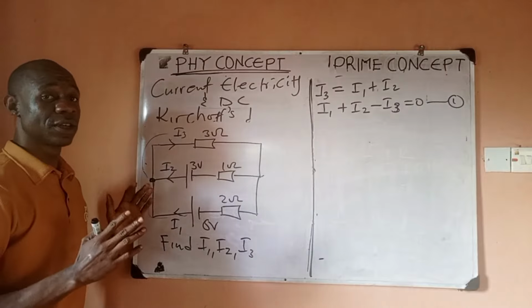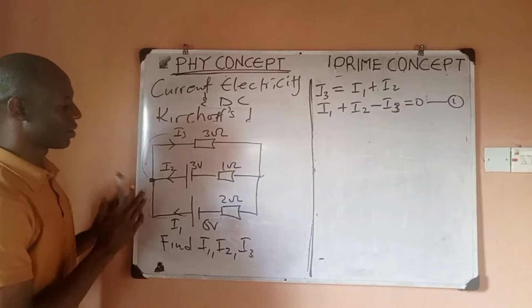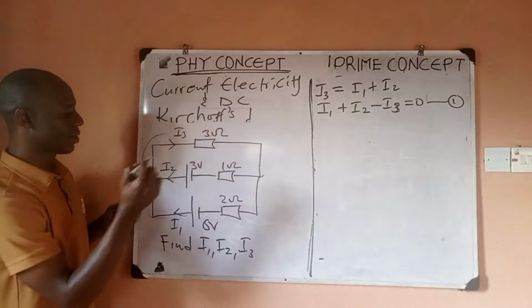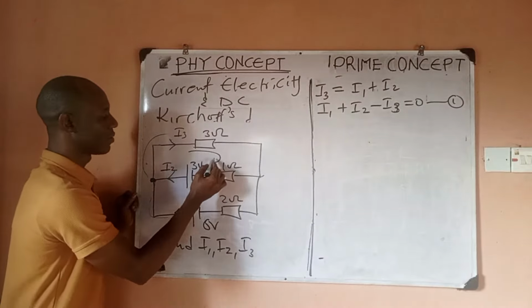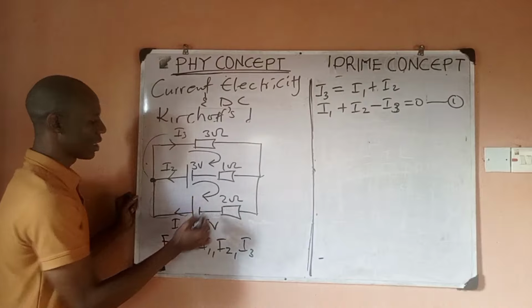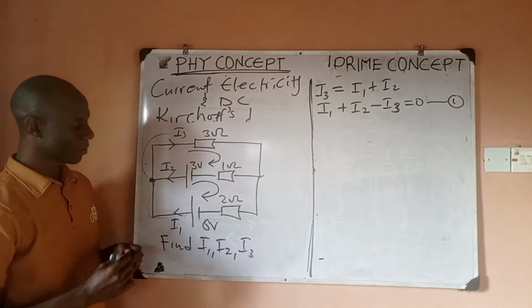Try to follow me, right? Those of you that are watching, so that you understand. I want to apply KVL. This is loop 1. In the exam, they will give us loop directions. So let's say we have this loop direction.